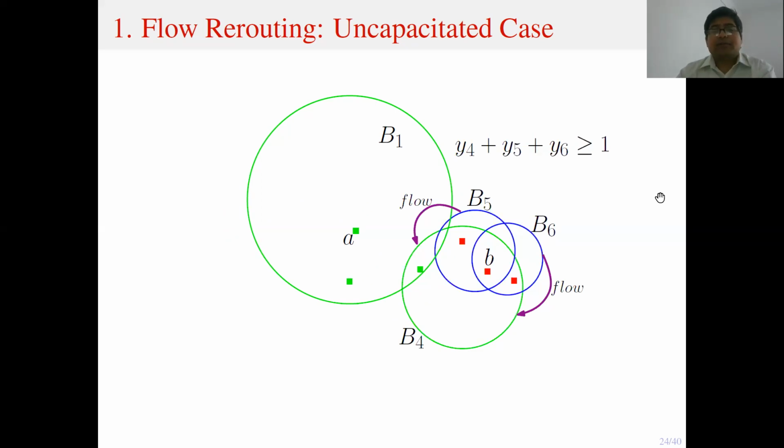However, note that if we have capacities, then the simple algorithm doesn't work because I cannot route out an unlimited amount of flow from the blue balls to the newly selected green ball. I can only assign at most its capacity amount of flow to this ball, and so I have to route out the flow in a controlled manner. And that's why we need some more ideas in the capacitated case.